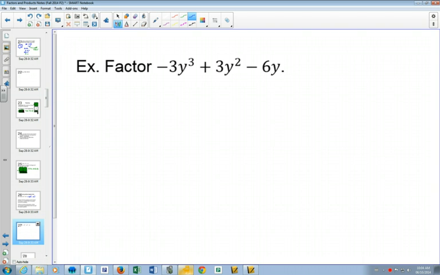When you have three things, you're going to need to find a common factor in all three. So when we look at the numbers here, -3, 3, and -6, is there something in common that divides all of them? 3.